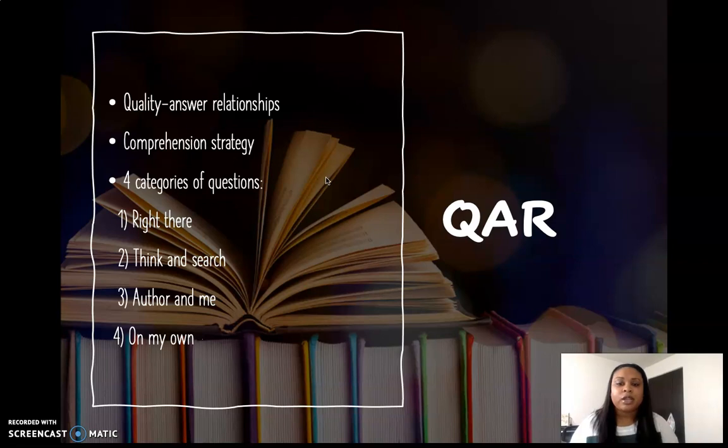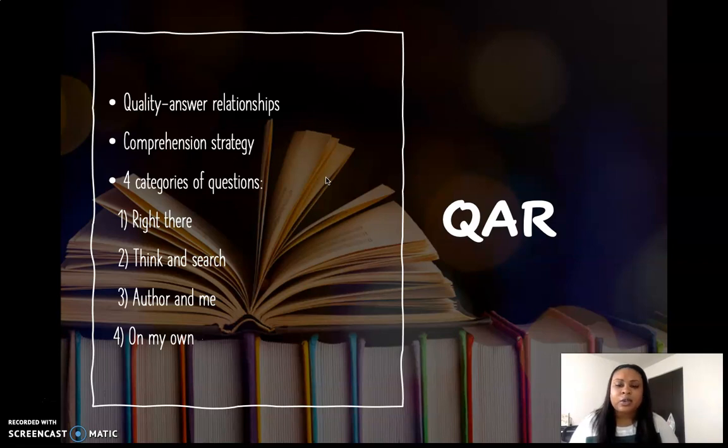Now, QAR can be set up into 4 different categories of questions. Okay, our first category is going to be right there. Now, with right there questions, students will look for a single sentence or 2 sentences that are connected by a pronoun. Okay, now this is going to help them answer those questions that are being asked.